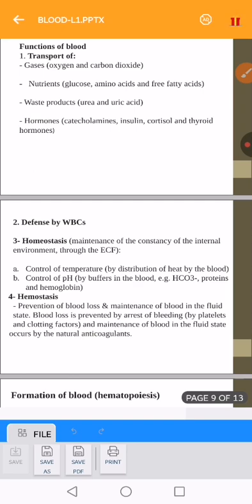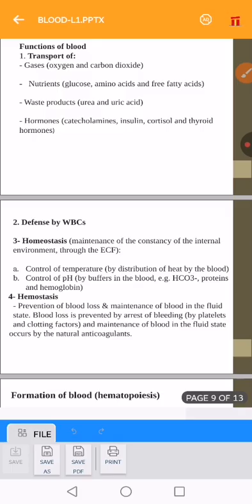The third function is homeostasis. We have homeostasis and we have hemostasis. You should differentiate between the two. What is homeostasis? Homeostasis is maintenance of the constancy of the internal environment through the extracellular fluid, like control of the temperature. If we have high temperature, there are many mechanisms, like vasodilation and increased sweating. This function occurs through the blood.